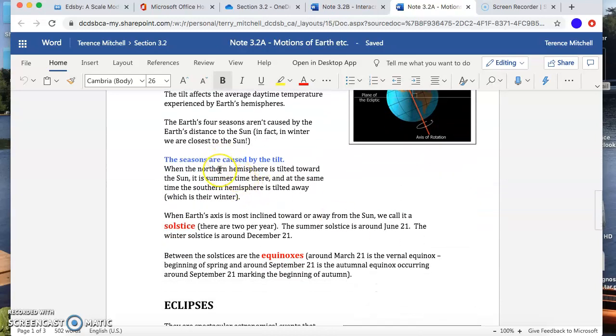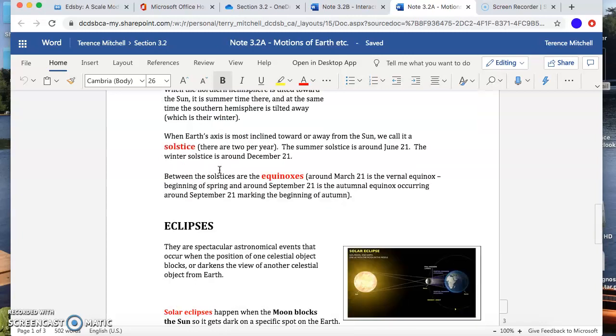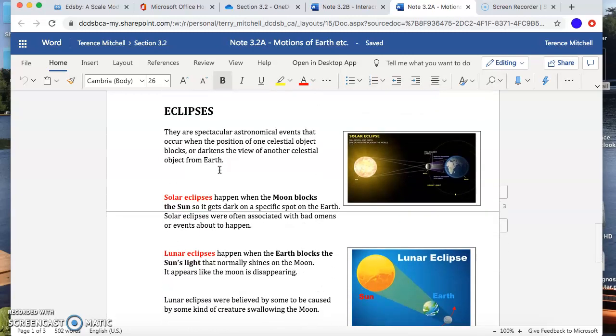So the seasons are caused by the tilt, and I've already explained that to you. As we are leaning away from the sun, tilted away from the sun, it's wintertime, the sun's energy is spread out, and in summertime we're tilted towards it. Now, eclipses. Eclipses are astronomical events that occur when something is blocked by something else.